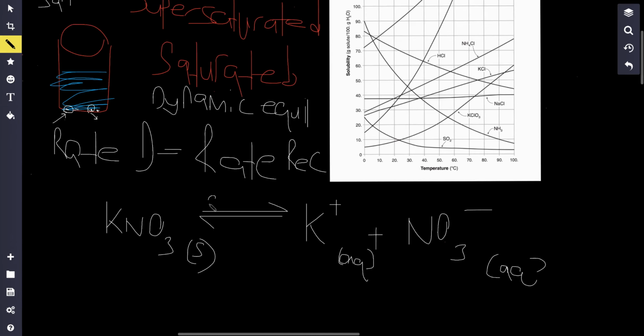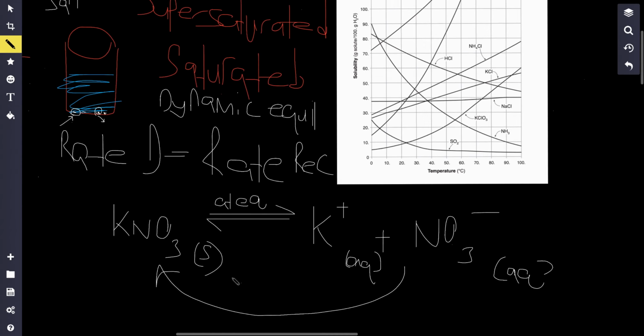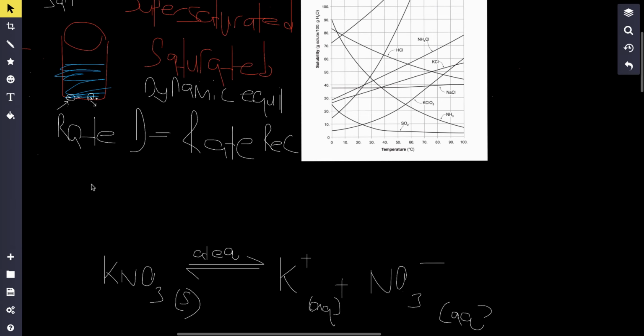This is going to be at equilibrium. I'm just putting "at equilibrium" up top in the arrow here to show that. But the main thing to know is that the rate at which our KNO3 dissolves into these ions in the solution is the same rate as these ions recrystallizing back into KNO3. Okay, let's just move this down.